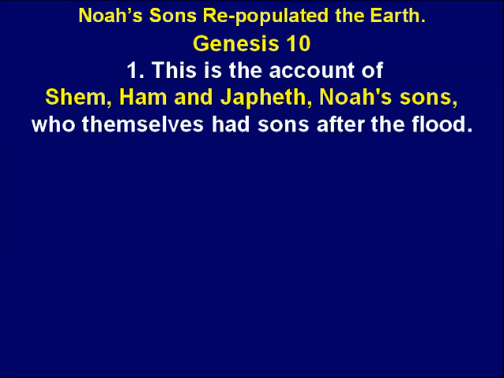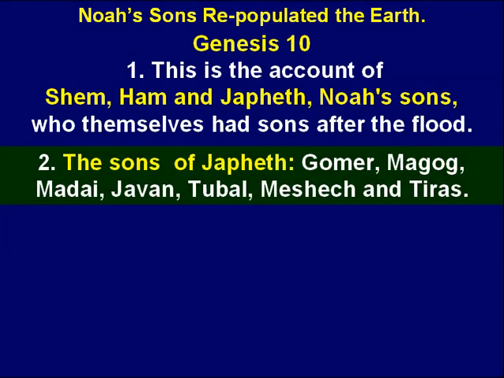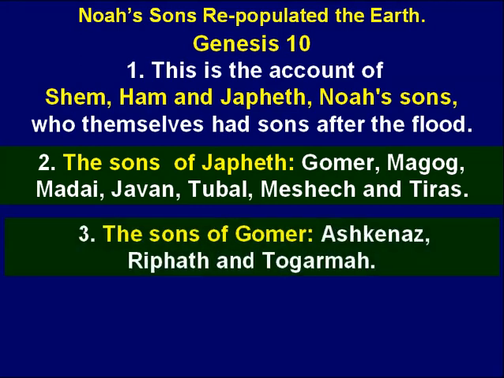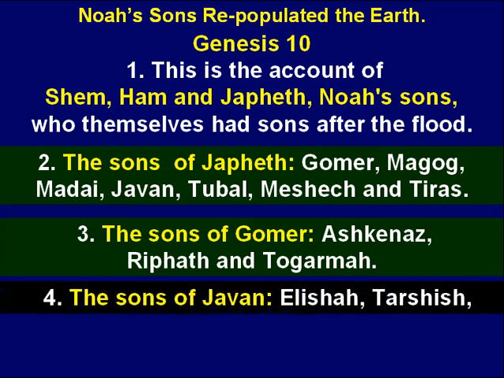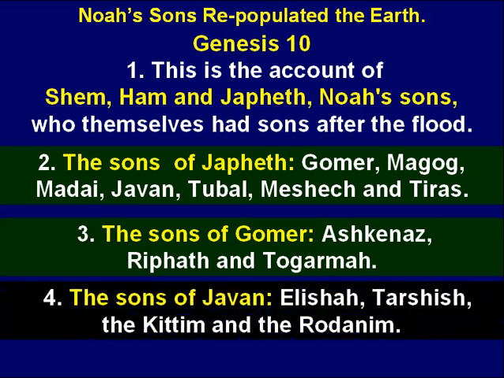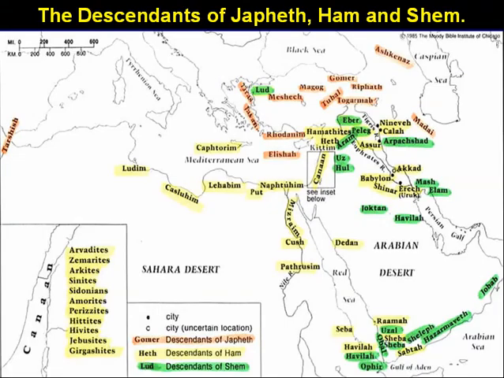So this is the account of Shem, Ham and Japheth, Noah's sons, who themselves had sons after the flood. The sons of Japheth, for example: Gomer, Magog, Madai, Javan, Tubal, Meshech and Tiras. The sons of Gomer: Ashkenaz, Riphath and Togarmah. Sons of Javan: Elishah, Tarshish, the Kittim and Rodanim. Here we see them all scattered around the area.